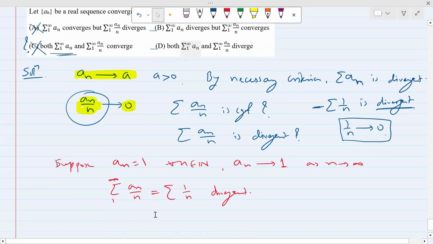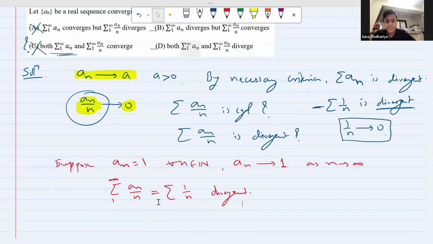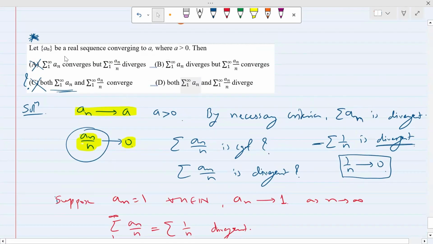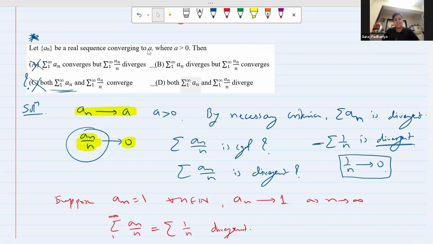Can I have one counterexample in which the series is convergent? Is it possible? Sir, an could be n. Okay, but in that case the hypothesis is not satisfied. In that case, the sequence an will not converge to some finite number, it will shoot to infinity.